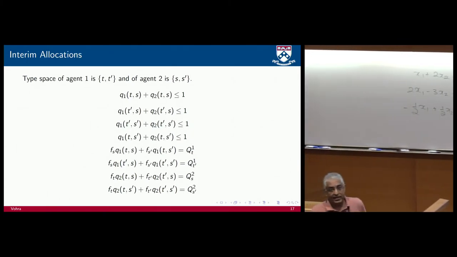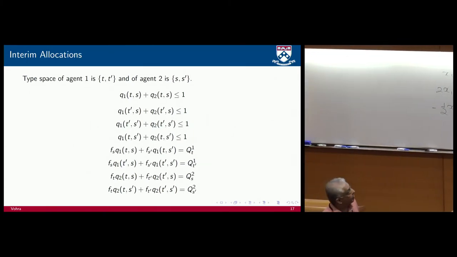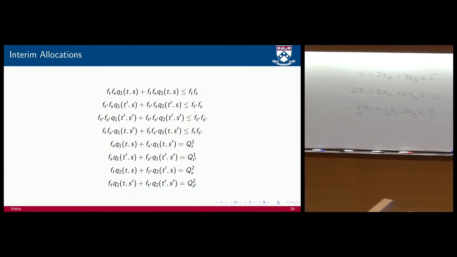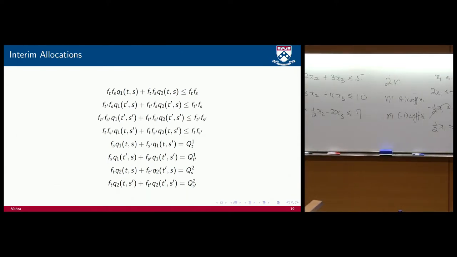So I know what I need to do. I need to do row operations to eliminate the little q variables. The little q variables here don't have the same coefficients as the one here, so let's do some multiplication. I'm going to multiply the top equation through by the probability of that profile. Then I'm going to do it for all the other four inequalities.